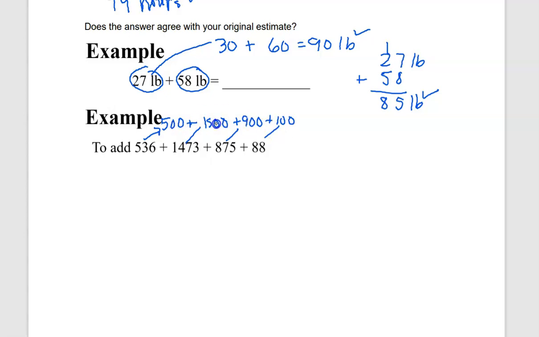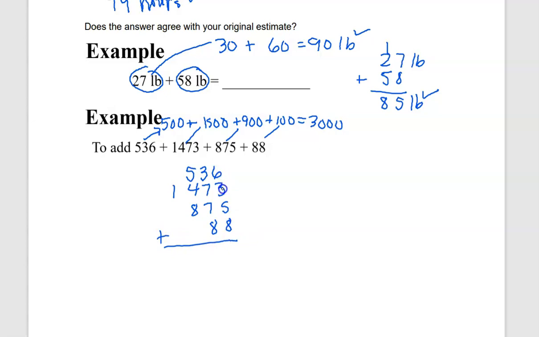Well, 500 and 1500 is 2,000. 900 and 100 is 1,000. So this, if we rounded, we would get 3,000. Now let's line this up. So 536, 1473, 875, 88.